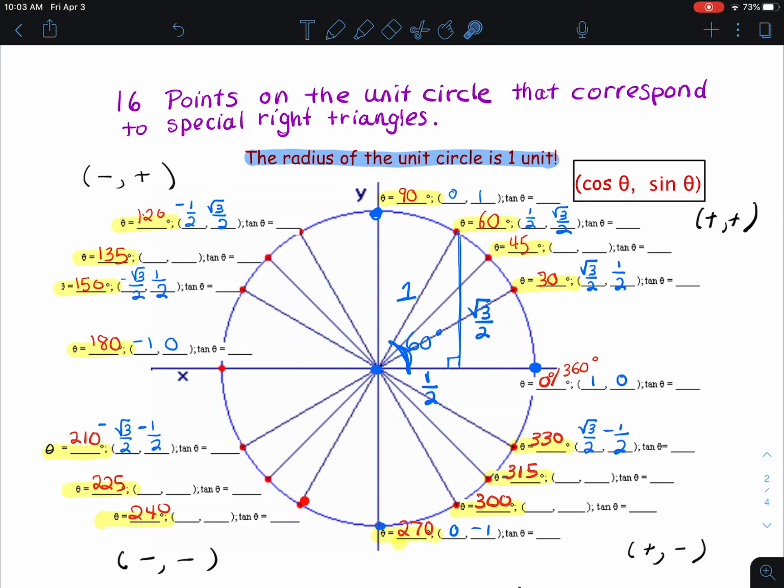Okay, then if you were to take this point at 120 and imagine reflecting that point down into quadrant 3. Like if you were to fold your paper on the x-axis, this point would land down here.